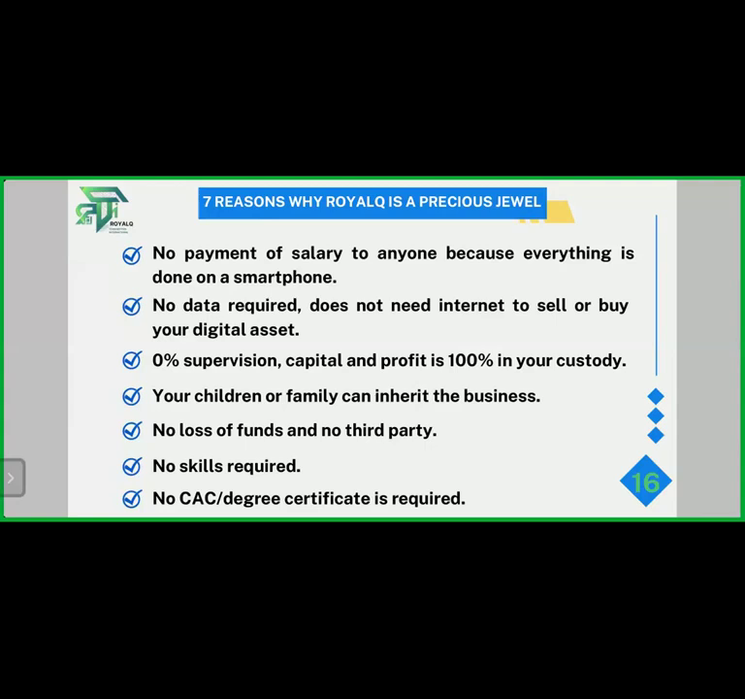We have a saying that in the future, we'll no longer be passing on land documents and all that to our loved ones. We'll be passing on our passwords, our private keys, so that our loved ones can access all our digital wealth. Next, no loss of funds and no third party.